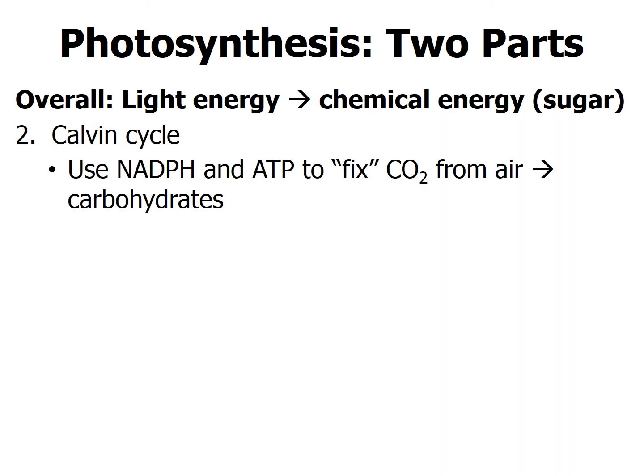Second part of photosynthesis is the Calvin cycle. Those are also known as the dark reactions. And we use the NADPH and the ATP that we produced in the light reactions to fix CO2 from the air. Fixing is a term that means we just take that CO2 gas and we lock those carbons into sugar, and we are reducing those carbons to make glucose. So we take the CO2 from the air and we make carbohydrates.